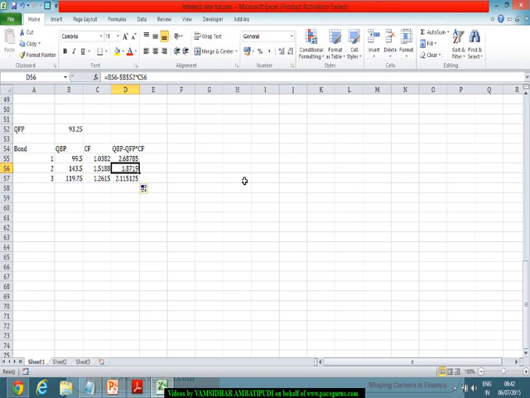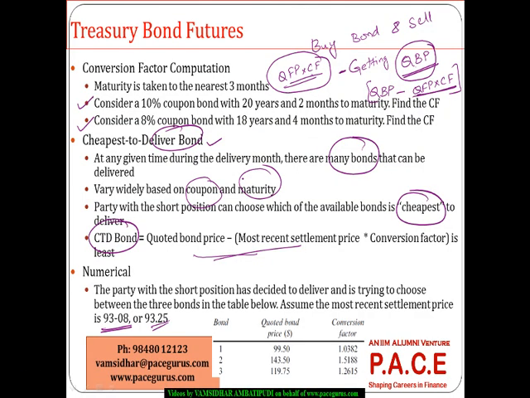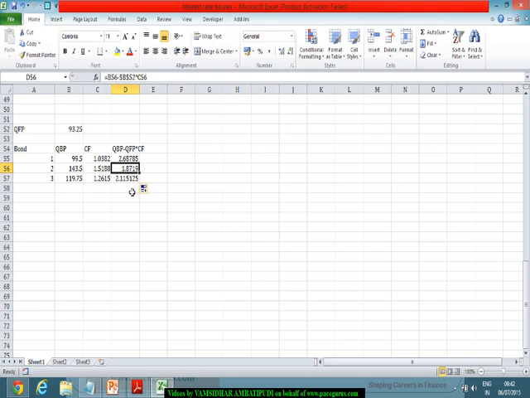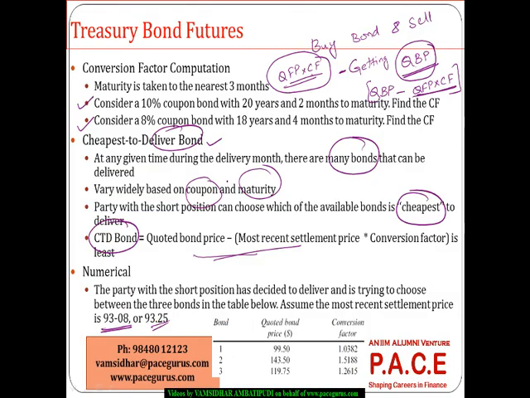So it's better that I deliver the bond which is quoted at 143.5 and whose conversion factor is around 1.51, because on this bond I am going to receive 141.62, and I have to pay 143.5 toward the purchase of the bond. My cost is minimized only in that particular case. So I would prefer going for delivery of that particular bond.